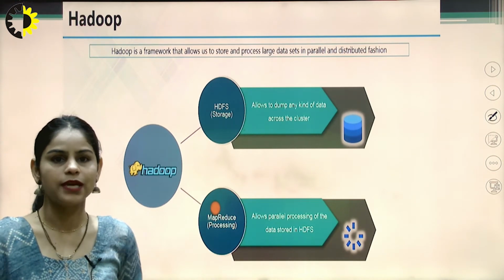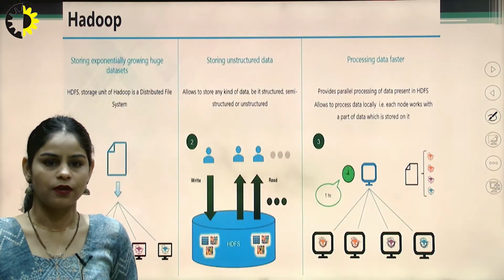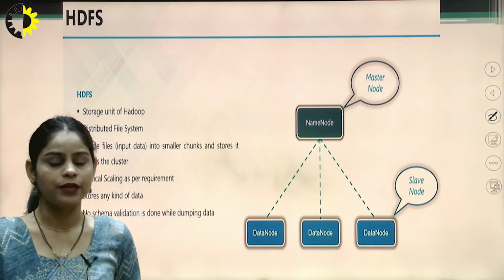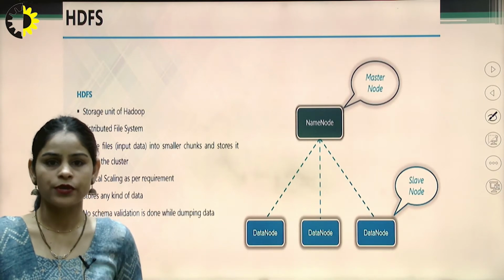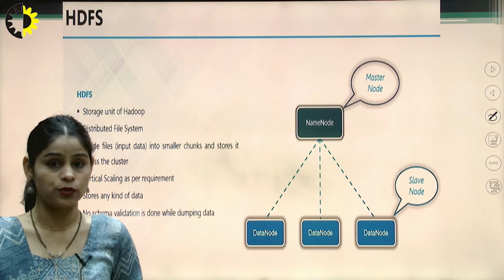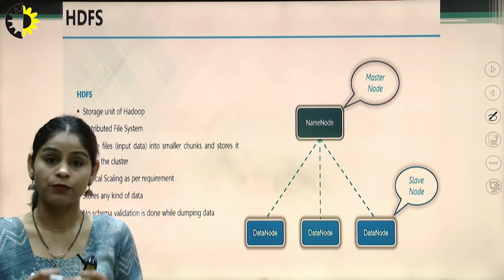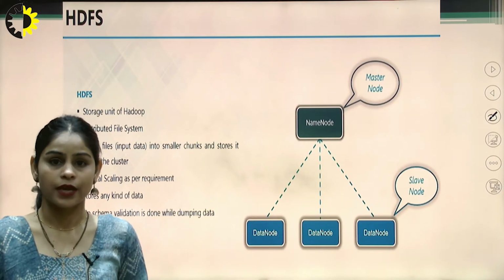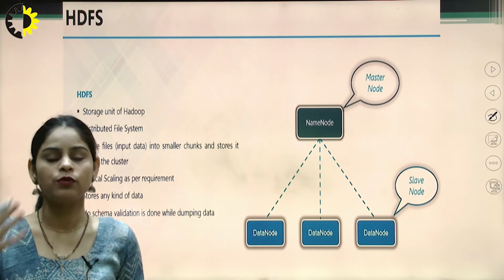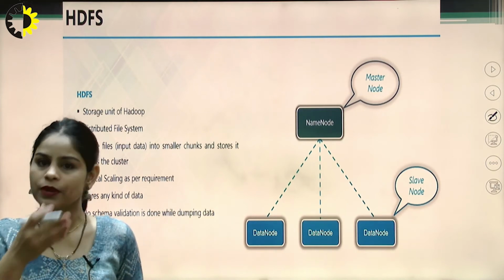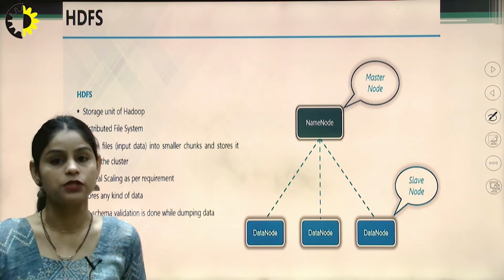Now let us move forward and understand the working of these components one by one. The first component, the storage problem, is solved by HDFS. As I told you, HDFS is the Hadoop Distributed File System, which works as the storage unit of Hadoop. It means you are dumping your data in HDFS now. And this HDFS is nothing but the distributed file system. It means whenever you are dumping your data into HDFS, it is distributing that data over multiple machines.